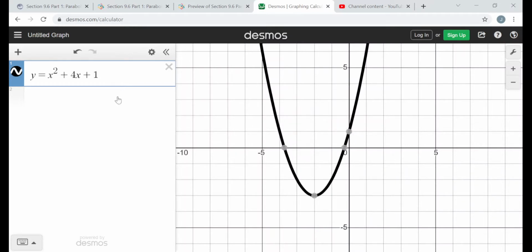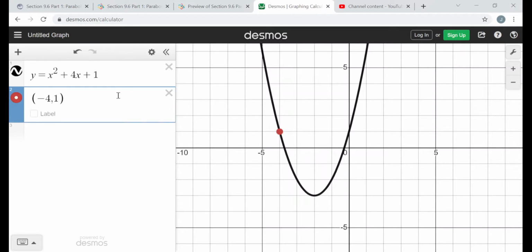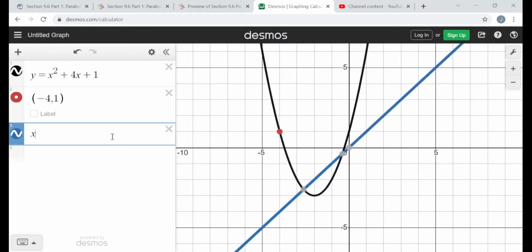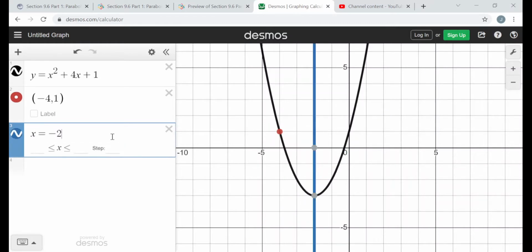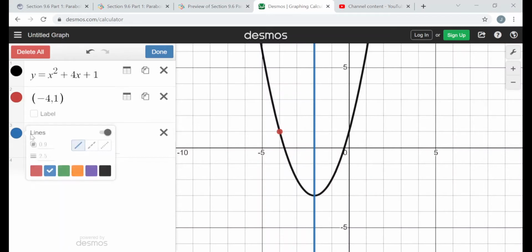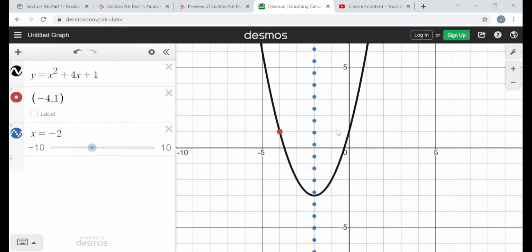Let me just put in the point negative 4, 1 just to show you that it's on it. Negative 4, comma 1. And there it is, right? 2 units to the right, 2 units to the left of the axis of symmetry. And you could put in the axis of symmetry as well. Alright, x equals negative 2. And I'll just make it a dashed line, a dotted line, because it's not actually part of the parabola. And again, you can see the symmetry around this vertical line, x equals negative 2.